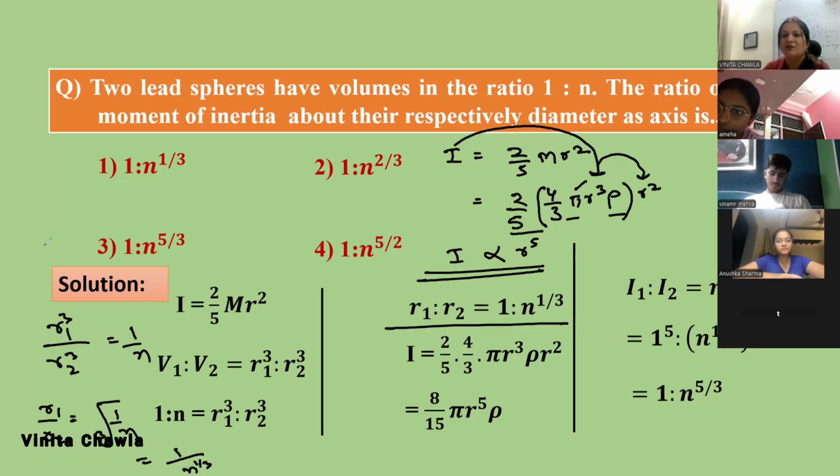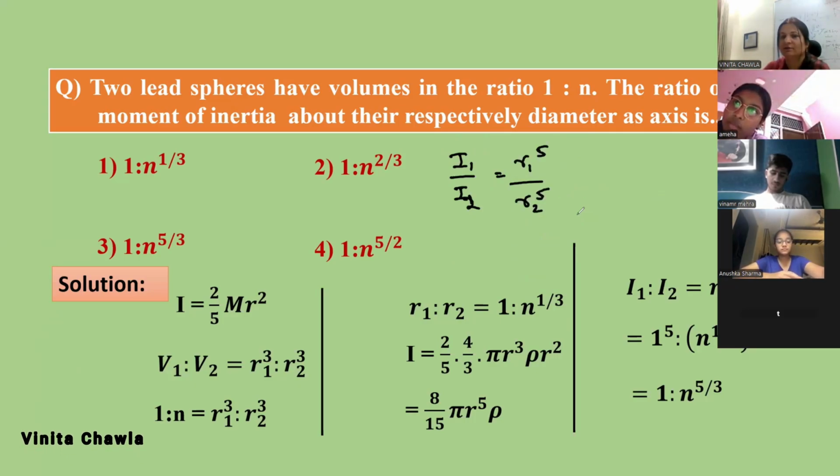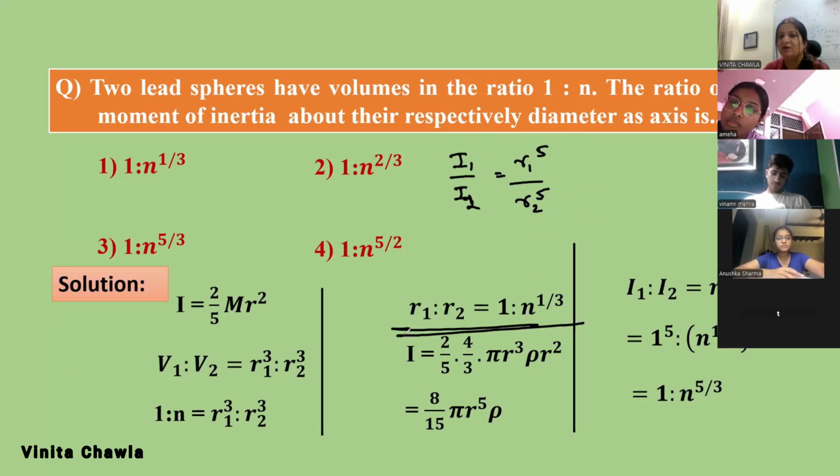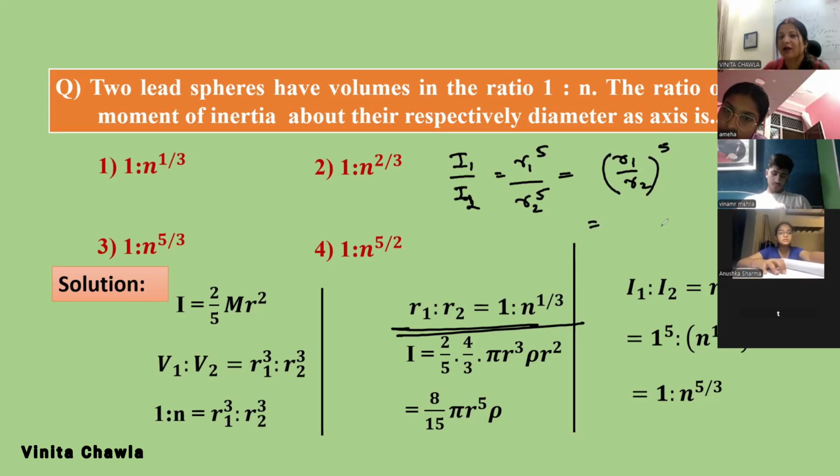Now because I depends on r raised to the power 5, so we can write I1 by I2 as R1 raised to the power 5 divided by R2 raised to the power 5. Now R1 by R2 is this. This was the relation that we had written. है ना? We can write like this. And for this R1 by R2 we are going to write n की power 1 by 3 like this. और इसकी power क्या है? 5 को 1 by 3 से multiply करोगे, you will get this.